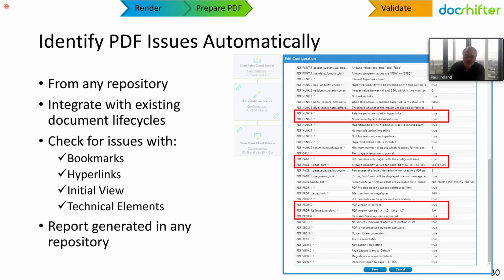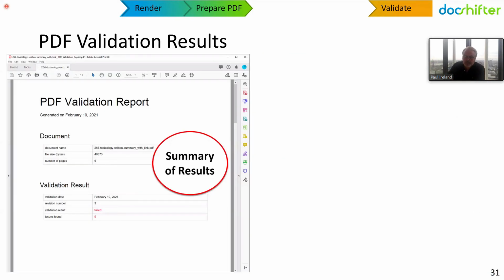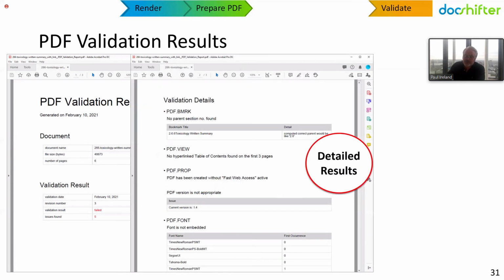So what we do, obviously in this case, is generate a report that says, okay, what issues do I have? It's failed validation. It's found 5 specific issues. And then it gives a detailed result telling you that there's issues with bookmarks. You've got the initial view. There's no table of content at the beginning of the PDF. So we've told it that there should be a TOC if the document exceeds 5 pages, but it hasn't found one, at least not within the first 3 pages. Fast web view hasn't been enabled. It's not the correct version of PDF that we're expecting.